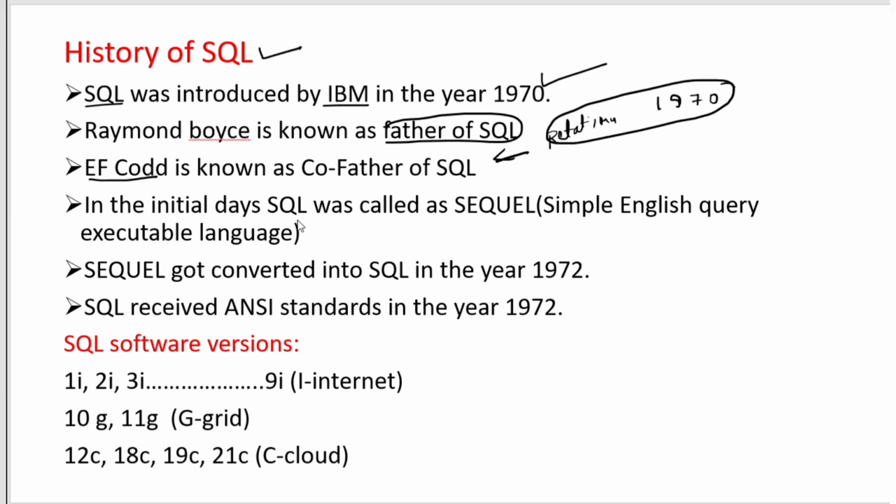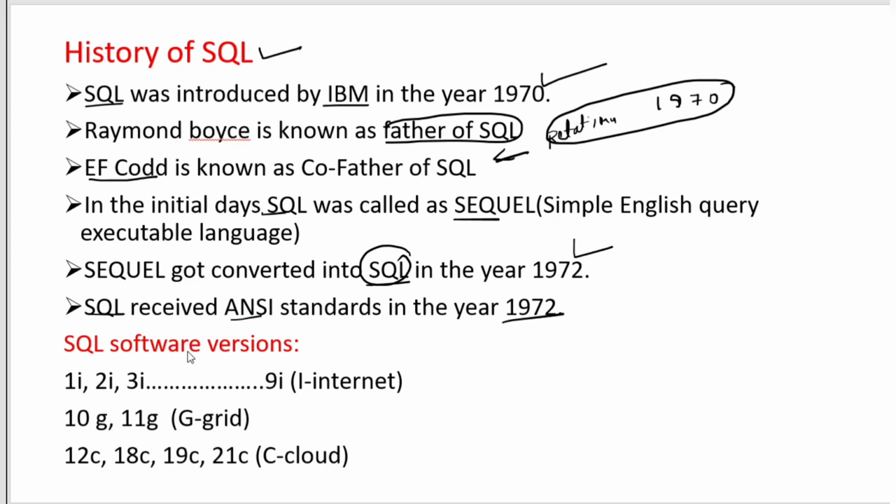In the initial days, SQL was called SEQUEL, that means Simple English Query Executable Language. In the year 1972, it was converted into SQL, Sequential Query Language. SQL received the ANSI standards in the year 1972.